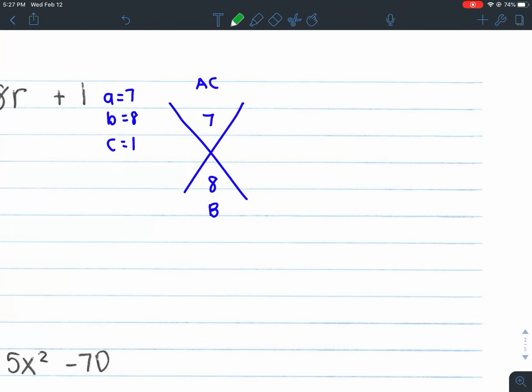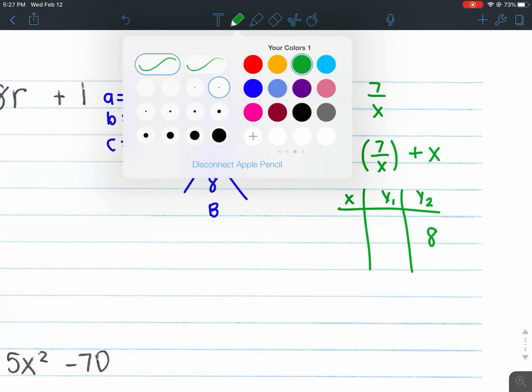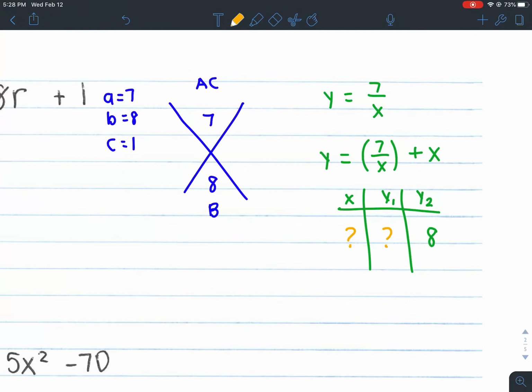Now, if you don't remember, again, you want to do the trick in the calculator. So it's going to be your AC divided by X. In this case, it's 7. And then you're going to do 7 divided by X plus X. And you're going to get a table in your calculator, and you're looking for your B value, which in this case is 8, in the Y2 column. And we're looking for the 2 numbers that are next to that positive 8.